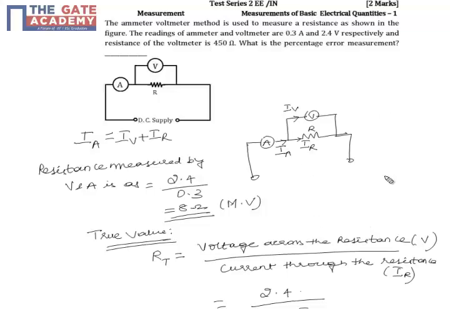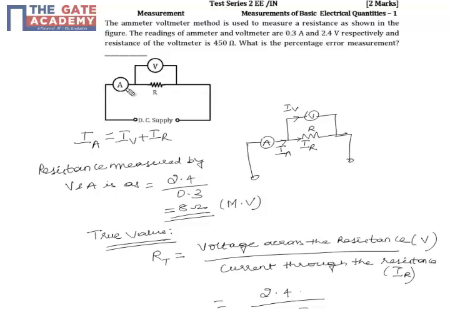Moving on to the next question, which is asked from the subject measurements in the series 2 for W and IN. So here the question is for 2 marks, which is also from the topic measurement of basic electric quantities 1. So here an ammeter voltmeter method is used to measure a resistance, and the circuit to measure the resistance is shown below. This is how they have connected the experiment to measure the unknown resistance.